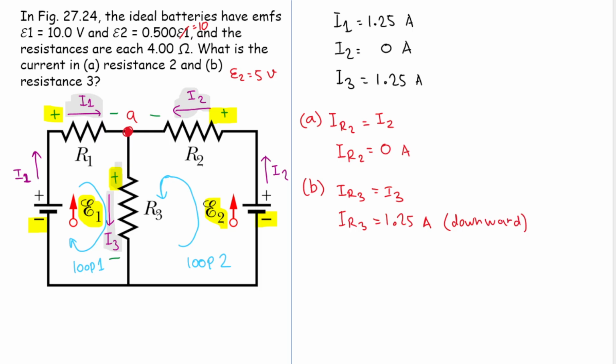Okay, and I think we have answered what is the question A and what is the question B. This is the answer. The current that passed through R2 is 0 ampere, and the current that passed through R3 is 1.25 ampere with the direction of downward. I think that's all for this problem.